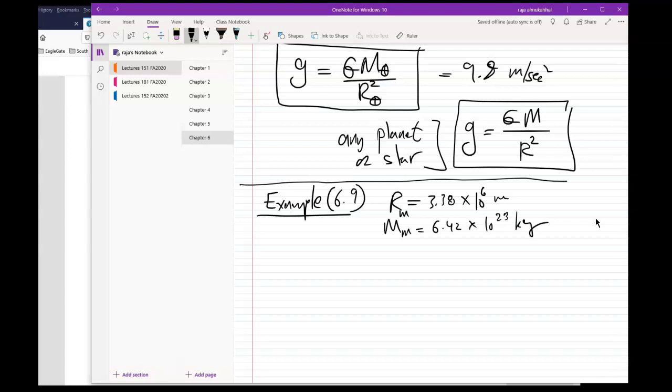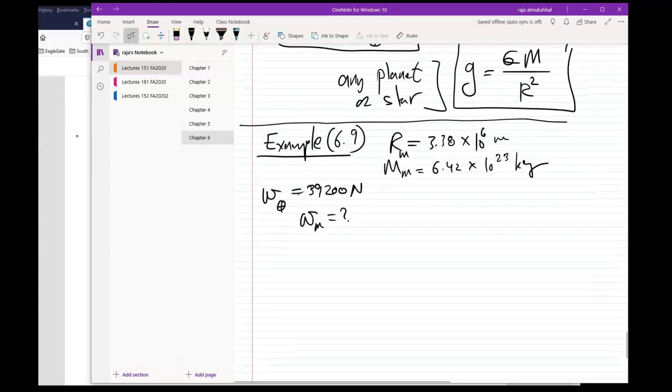And the weight on Earth is 39,200 Newton. That's the weight on Earth. He wants the weight of that same lander on Mars. And he wants also part B. We'll come back to part B in a sec. So that's basically what he's asking for. So how do we do it?